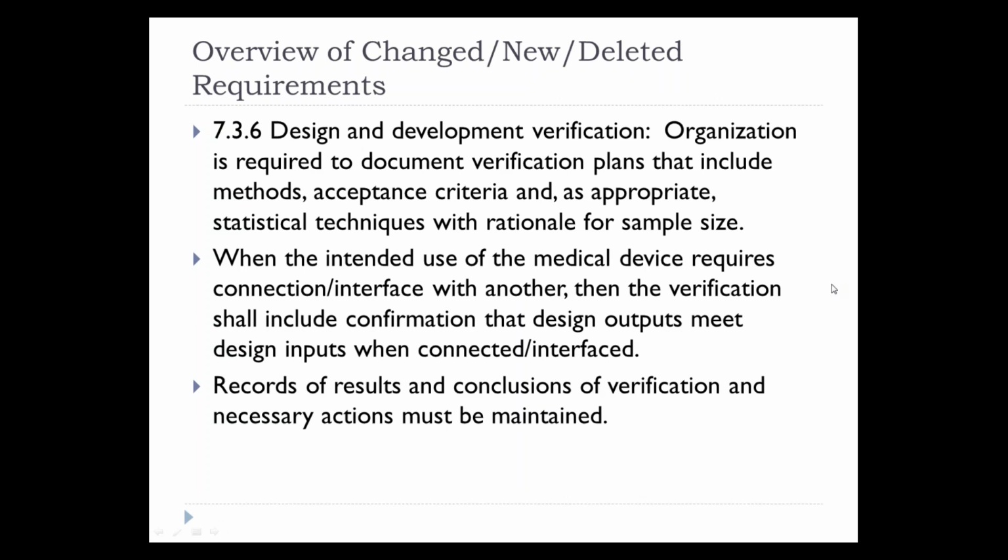7.3.6 Design and Development Verification. Organizations are required to document the verification plans that include the methods used, what the acceptance criteria are, and as appropriate, statistical techniques with rationale for sampling size, if it's appropriate to employ those techniques.